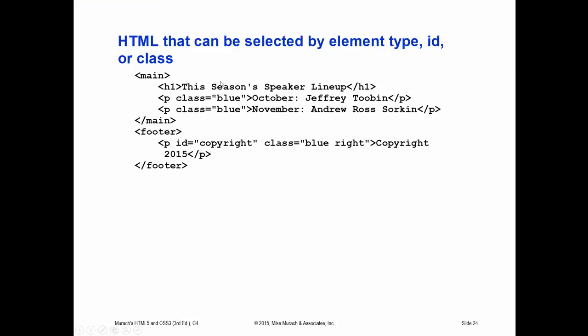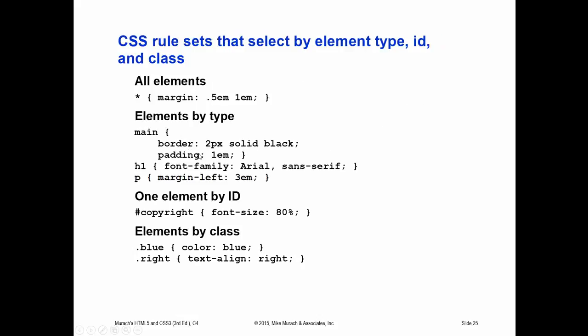Now we're going to talk about HTML that can be selected by type, ID, or class. All right, and I'm going to try to catch back up again in the book. There we go. So we've got some HTML5 elements. We've got a main and a footer. Notice we also have a class here of blue that we're using for these two paragraphs, and a class of copyright and a class of blue right that we're using for the footer.